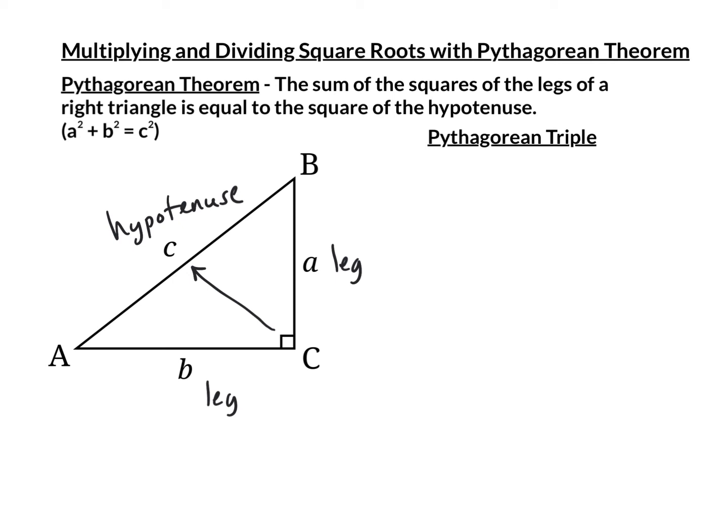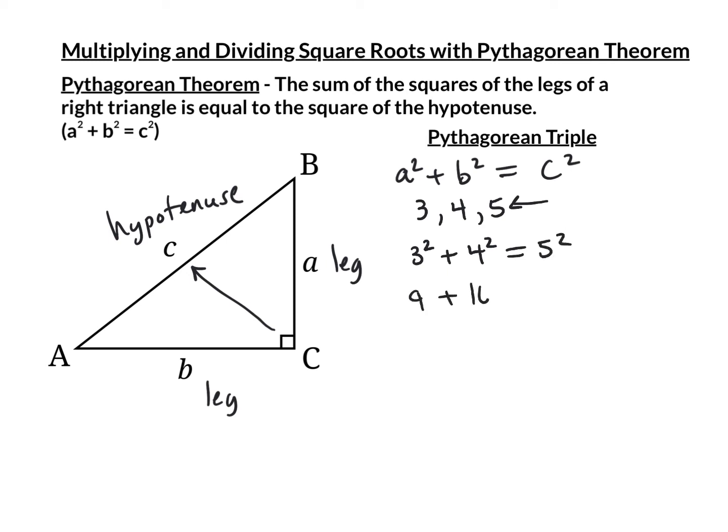The sum of the squares of the legs, that's a squared plus b squared, is equal to the square of the hypotenuse, equals c squared. Whole numbers that fit this pattern are called Pythagorean triples. The first of which is a 3, 4, 5 right triangle. The biggest side is always the hypotenuse, that would be the 5. And notice that 3 squared plus 4 squared is equal to 5 squared because 9 plus 16 equals 25.